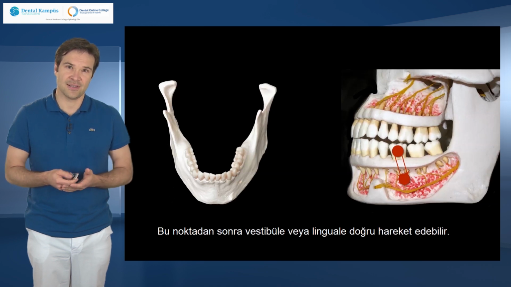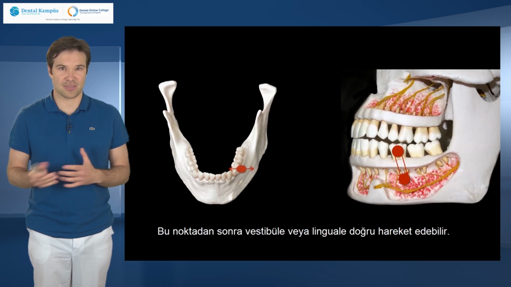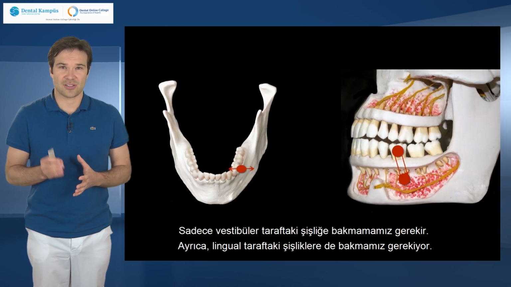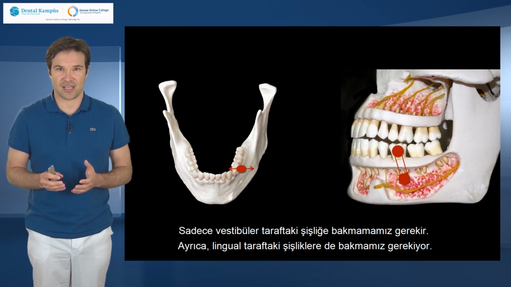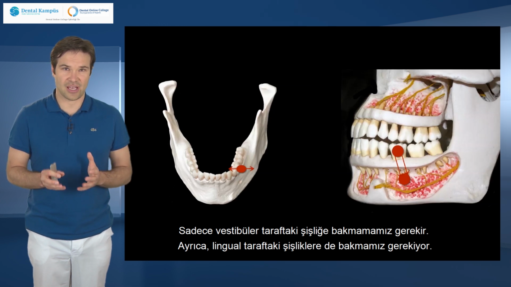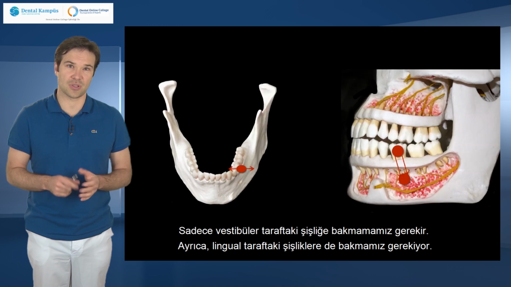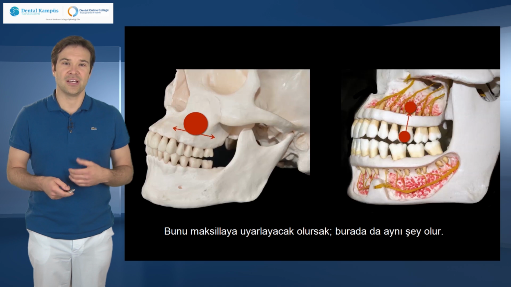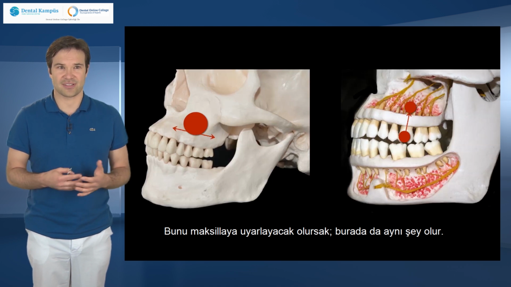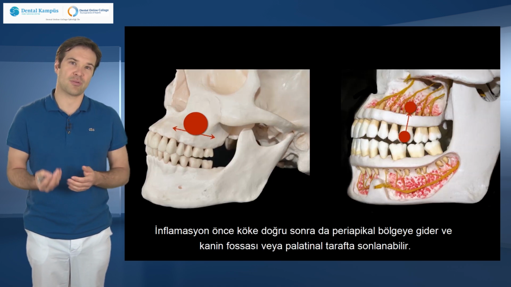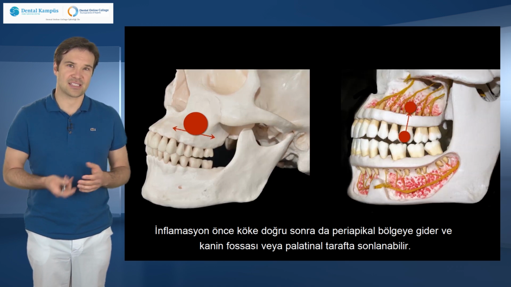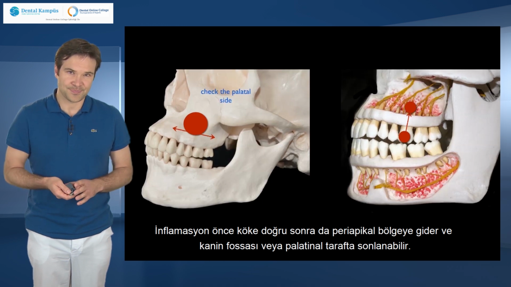From that point, it can move either vestibularly or lingually, and that is one of the pitfalls already. It's not only the swelling on the vestibular side that we have to check for, you also have to check for the swelling on the lingual side. Now, if we compare that to the maxilla, the upper jaw, the same thing happens, of course. The inflammation can go nowhere but up through the roots to the periapical area and either ends up in the canine fossa or on the palatal side.